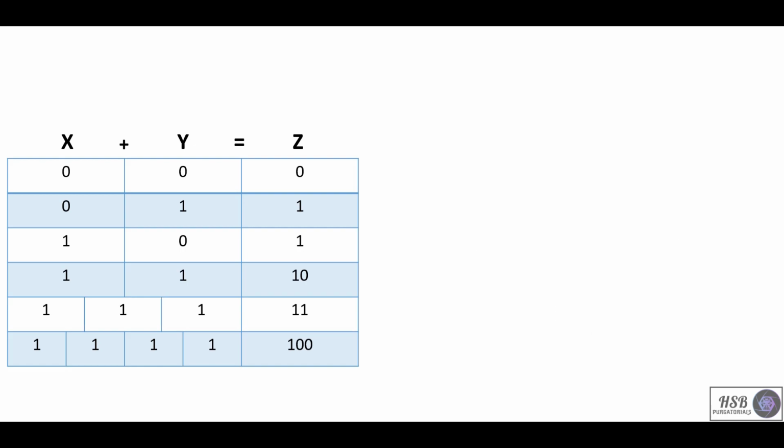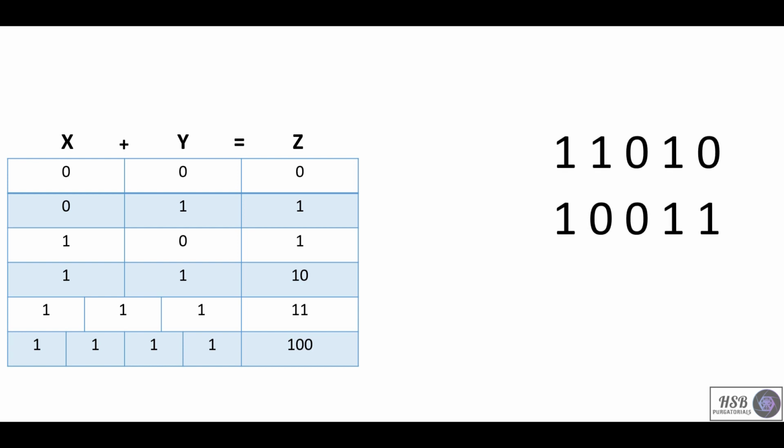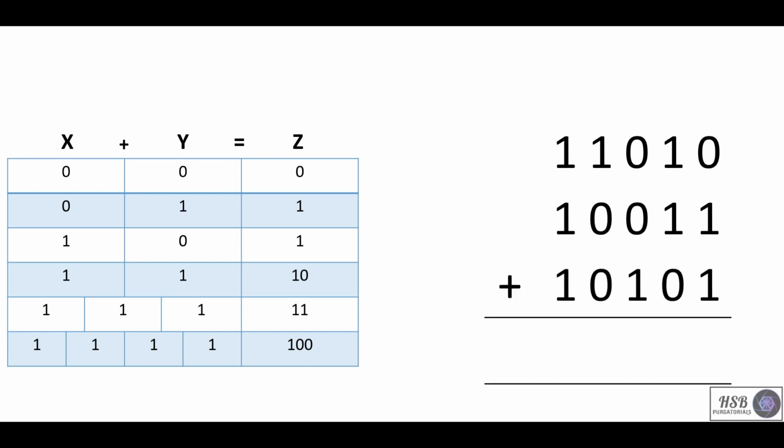Alright, so let's solve one other example. In this one, let's try out 3 rows of numbers, which are 11010 plus 10011 plus 10101. Alright, starting from the right hand side, we've got 0 plus 1 plus 1, it's going to be equal to 10. Writing 0 here, carrying forward the 1 over to the next number.